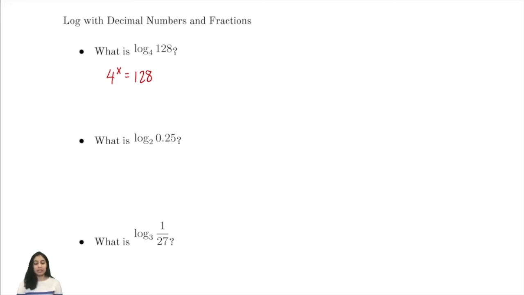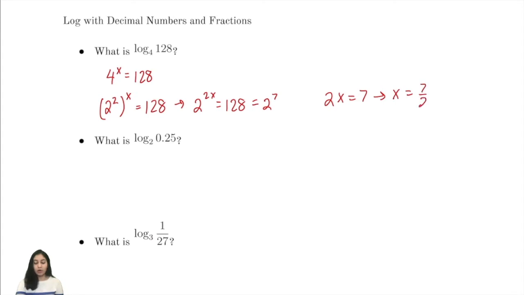So what we want to do in this case is separate 4 into its prime factorization, which is 2 squared. So what we're actually trying to find is 2 squared to the power of x equals 128. By exponent rules, we have 2 to the power of 2x equals 128. And because 128 is 2 to the 7, we know that 2x must be equal to 7. And that tells us that x is equal to 7 over 2, or 3.5. So we need 3.5 powers of 4 to get 128. So that tells us that log base 4 of 128 is 3.5.